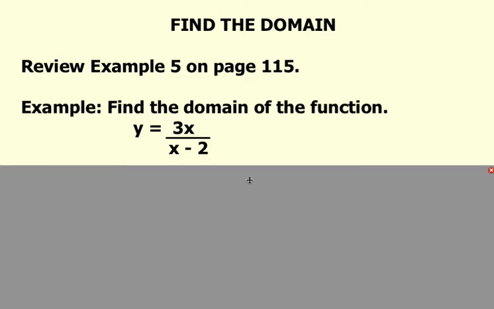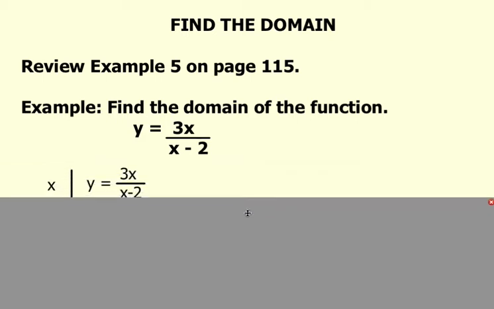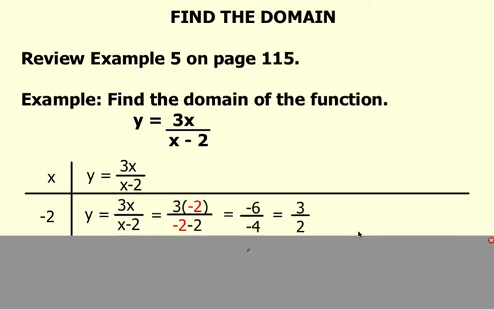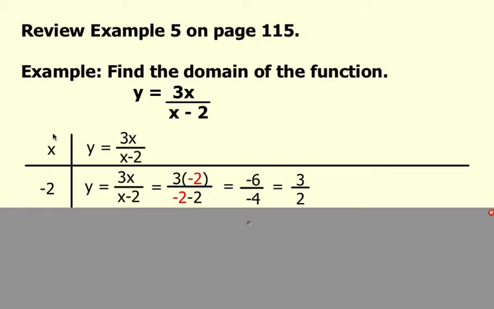So let's go ahead and show you what a few of the domain values will give you. Here's a simple input-output table. In the first column, I have the x values, and in the right-hand side of this table, I have the y values. If I randomly choose -2 for x and substitute it into the function, I get an output value, a y value, of 3/2.